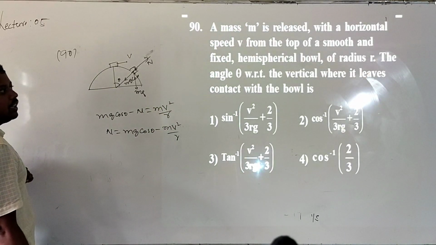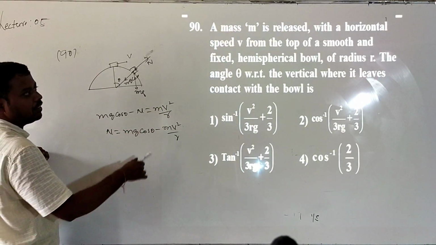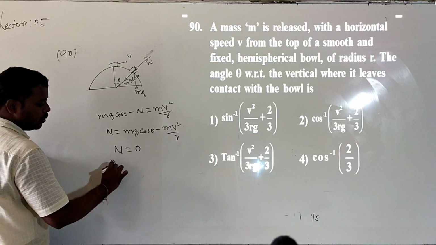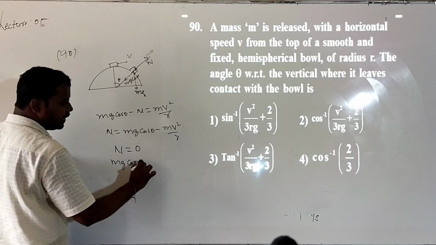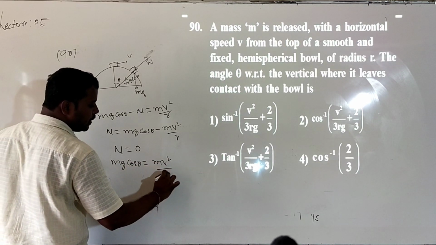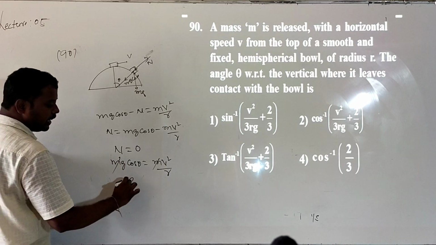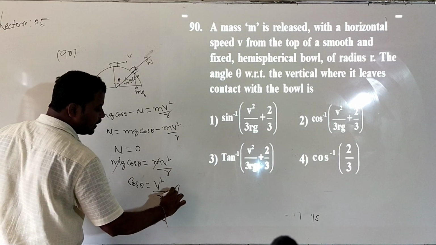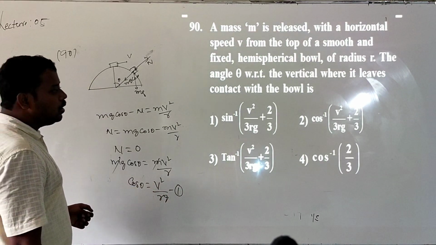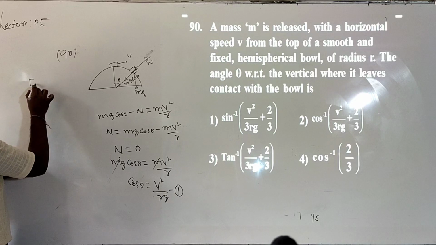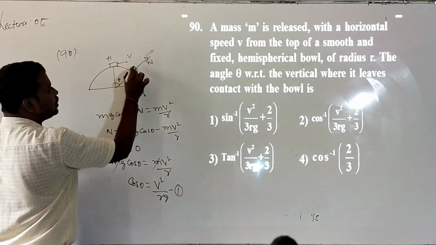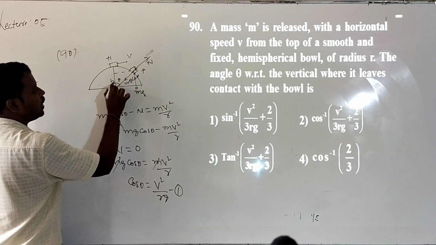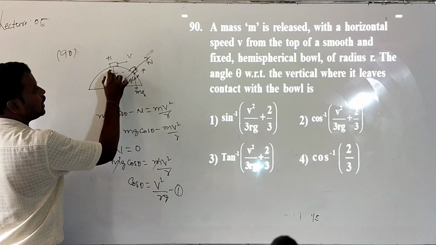But what is the condition for leaving? To leave the contact, N is 0. Then what do I get? m g cos theta is equal to m v square by r. So m cancels, and we get cos theta is equal to v square divided by r g. To calculate the theta value, you need the v square value. To calculate v square, we will apply the law of conservation of energy. We call this point H and this point P. The height of point P we call small h, and the vertical height above this point P let me call y.